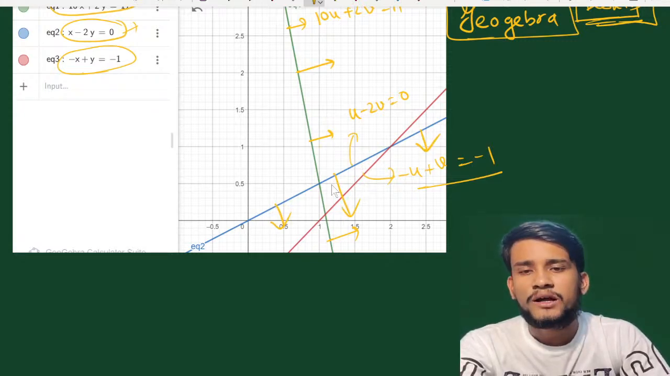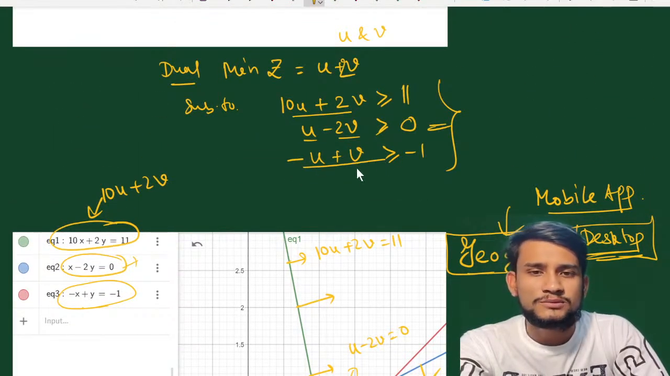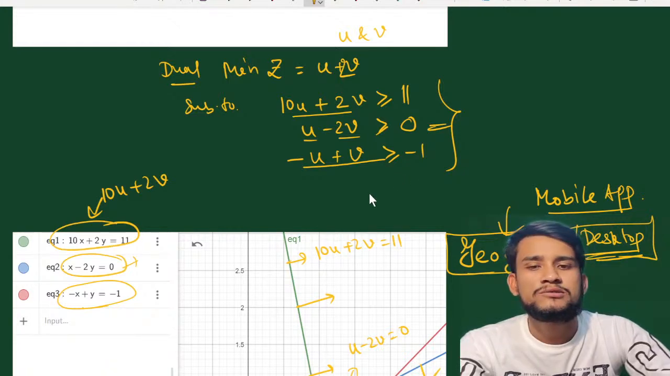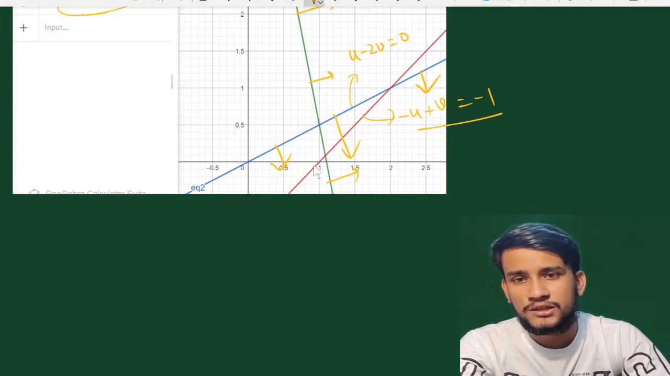And the remaining one is minus u plus v. If we put 0 0, then 0 is greater or equal to minus 1, which is correct, therefore the region is towards the origin, that is, on this side.